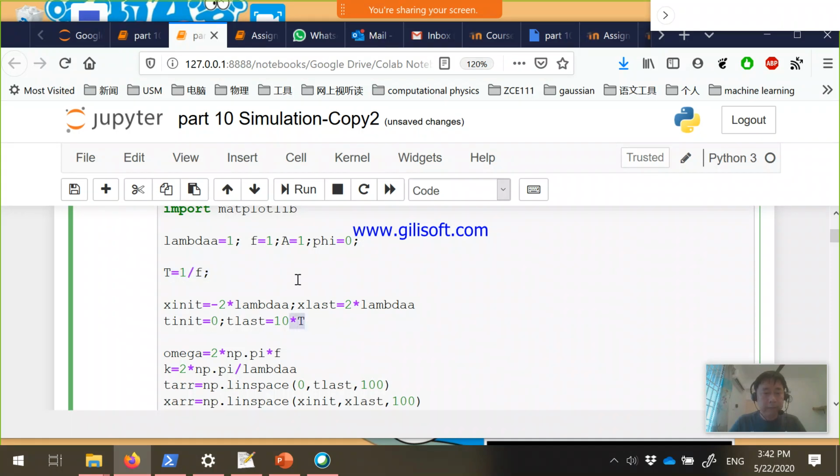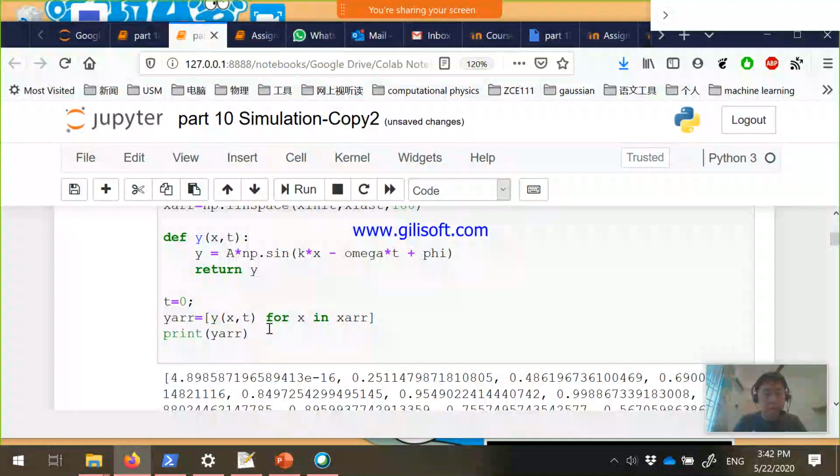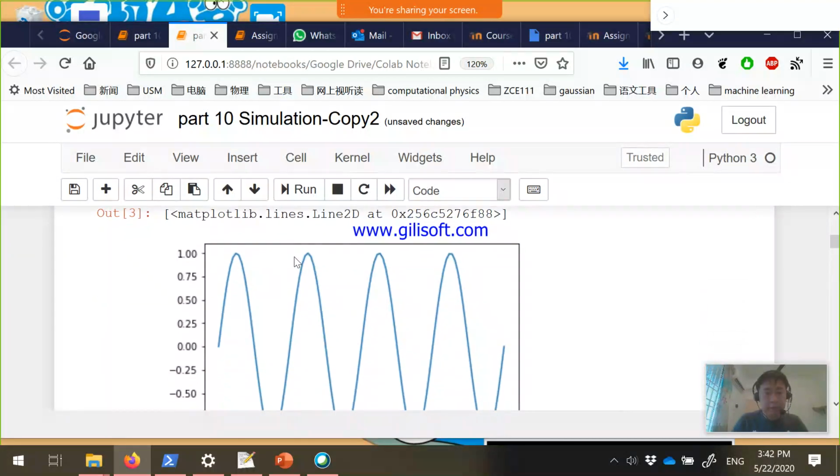Just now I used the t before I defined it in t last. So now it works. So this is the values of the y ARR. Now I'm ready to plot: plt.plot x ARR and y ARR. So I should get a profile that looks like this.